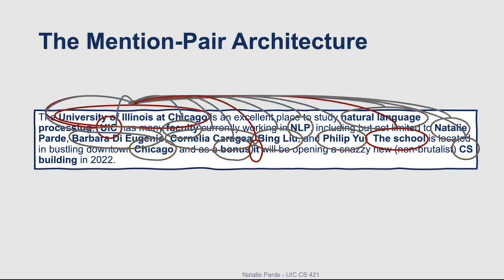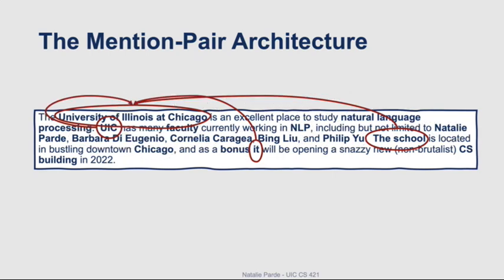We would hopefully predict high probabilities that UIC, the school, and it co-refer with University of Illinois at Chicago, and low probabilities that natural language processing, NLP, and Natalie Party do. Assuming that those entities surpassed some internal threshold, we would go ahead and resolve them as all referring to the entity representing the University of Illinois at Chicago.